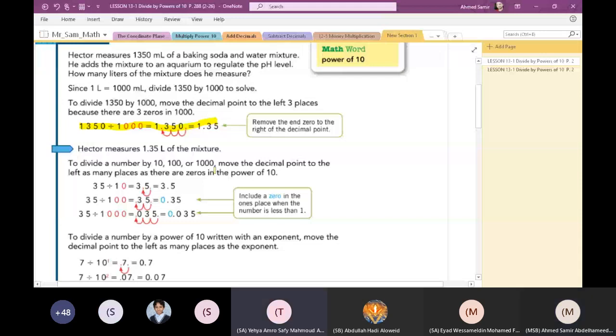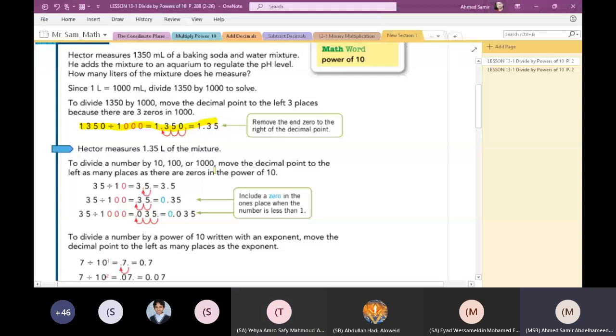Mr., I have a question. If it is 3.5 divided by 10, how should we do it? Go left. If it's 3.5 divided by 10, yes? 3.5 divided by 10 is to the power of what? How many zeros do we have here? Power of 1, but we don't write 1, we put 10.